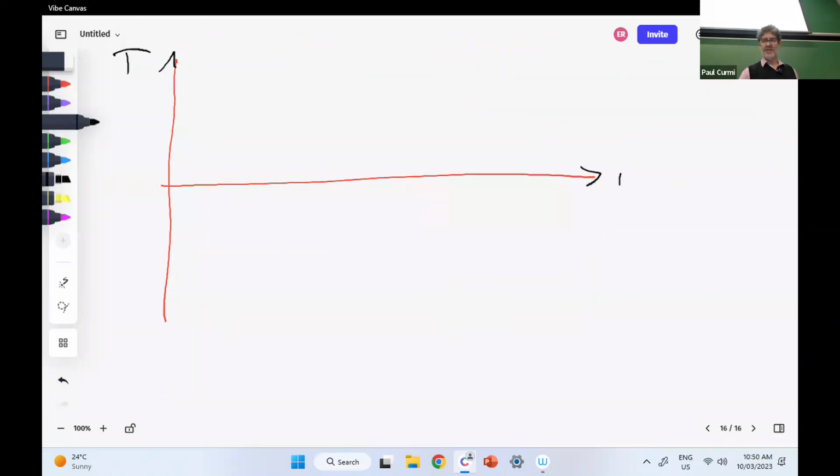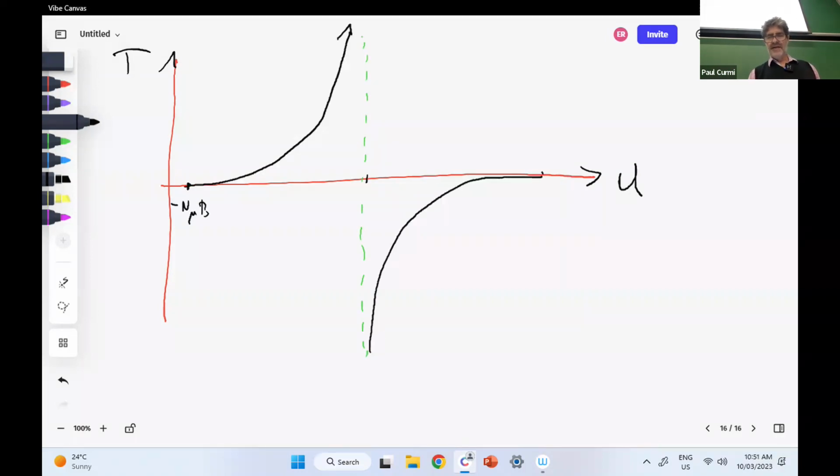Temperature as a function of energy. Okay, so now instead I put my dotted line at the origin. And now what happens is my temperature here at minus N mu B is 0, because the slope was, the inverse of the slope is 0. And this now goes up to there, and comes back there and does that. It goes to 0 at plus N mu B. Wow, that is strange.